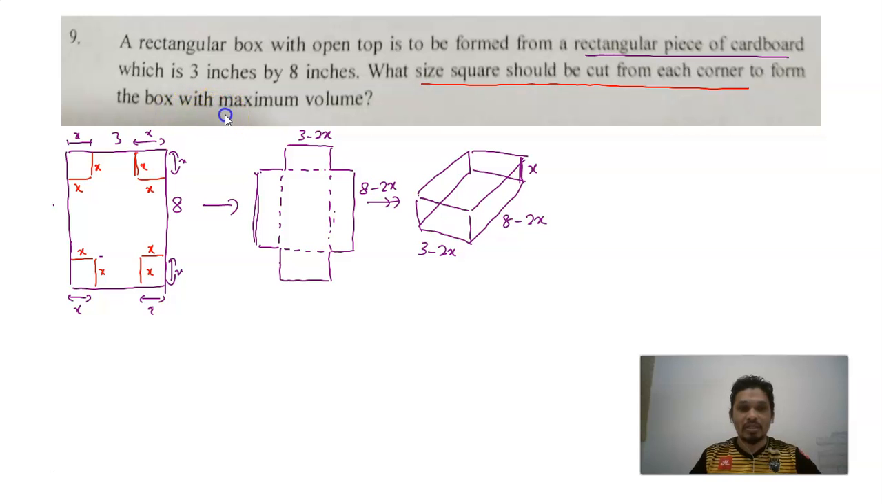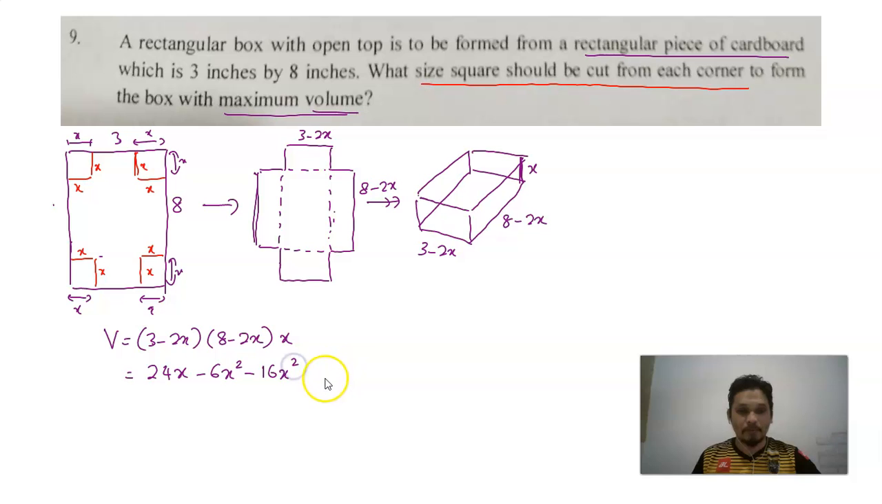With a box with a maximum volume. So then V equals 3 minus 2x times 8 minus 2x multiplied by x. Okay, 3 times 8, 24, then times x, 24x. 3 times negative 2x, negative 6x squared. 3 times negative 2, negative 6x, and now multiply x, x squared. Negative 2x times 8, negative 16x squared. Negative times negative, positive, 2 times 2 equals 4x cubed.